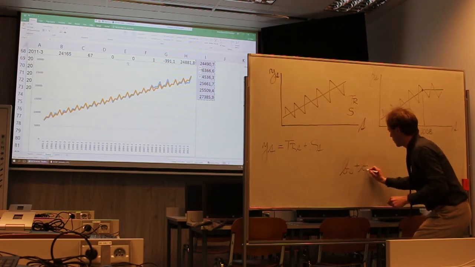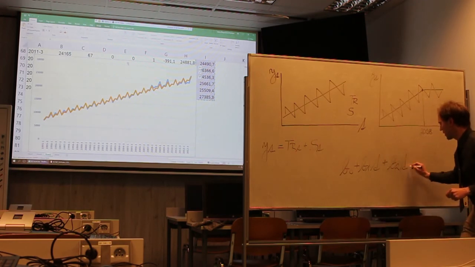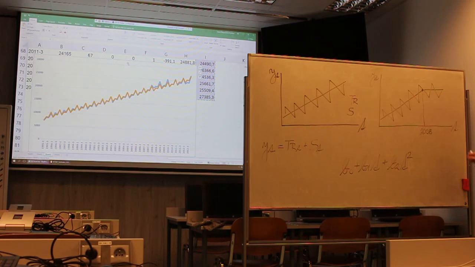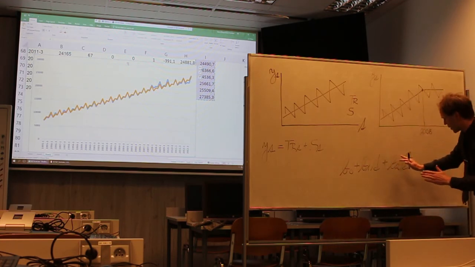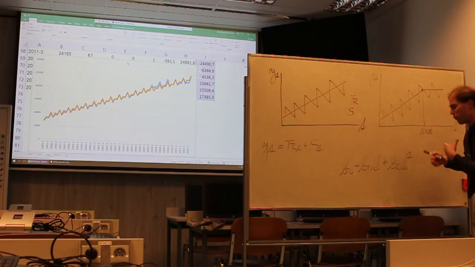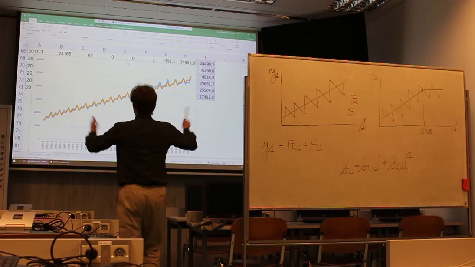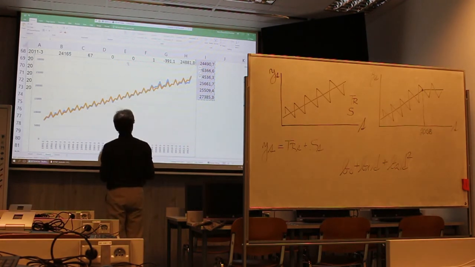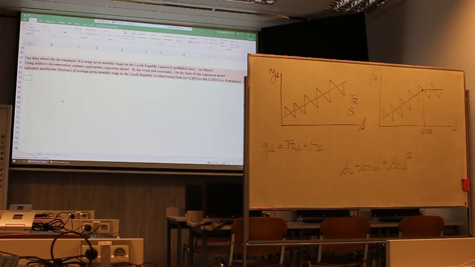B0 plus B1t plus B2t squared. Yes, quadratic regression, and you will see this development. But you don't have this part in your formulas, so I will not show it to you this way. So probably our model is quite good. Yes, we are able to fit the data set, and what else was written here?